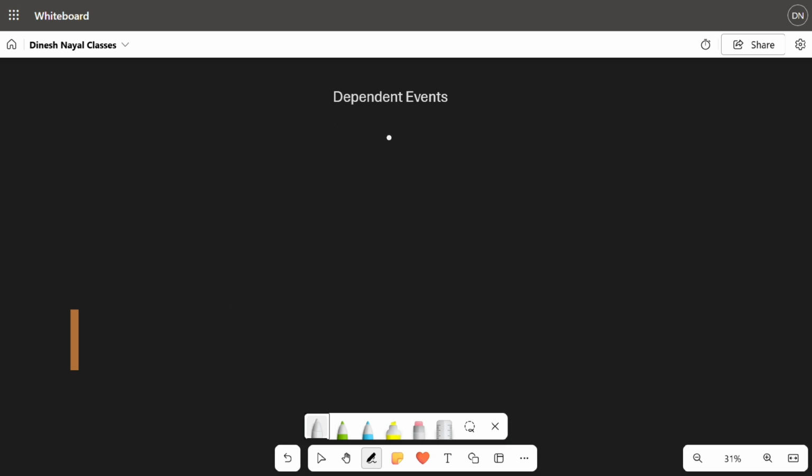Dependent events. Now, what are dependent events? Suppose there is a hat which contains five red balls and three blue balls. Okay, so they are kept in a hat. Now, one ball is randomly chosen. Its color is noted and is then put aside, meaning it is not put back in the hat.